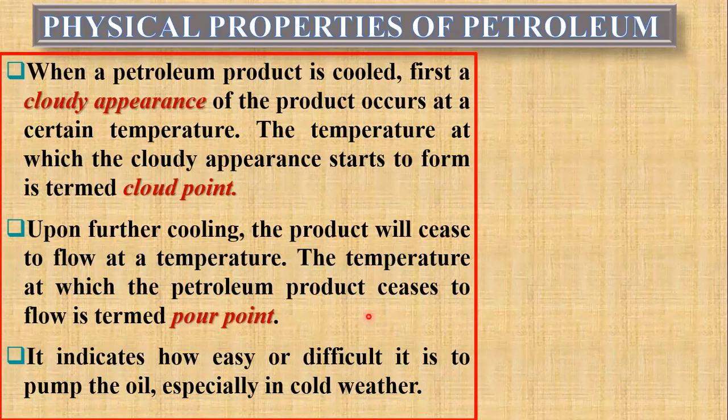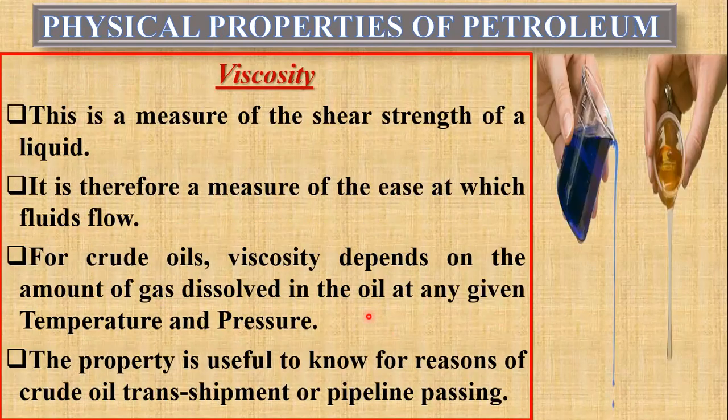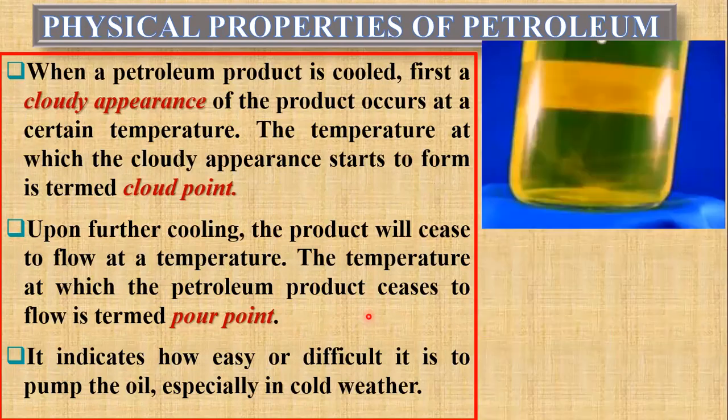This explanation might be a little similar to the viscosity explanation, but I'm going to explain it in such a way that you understand. If you have a crude oil and you pass it through a cold process or you cool it, a cloudy substance begins to occur in that crude oil. As you can see on your screen, the temperature at which that cloudy substance starts occurring, we call that your cloud point.